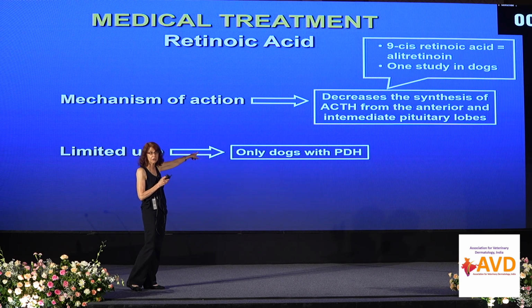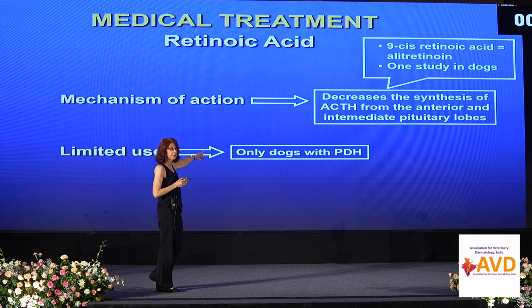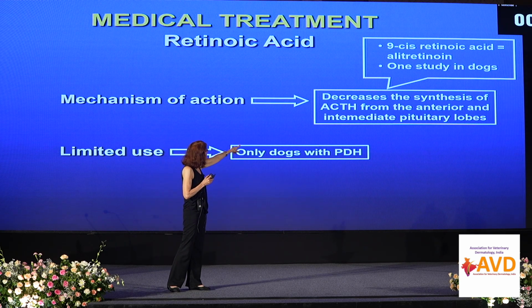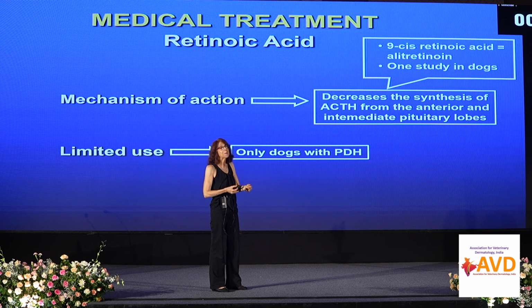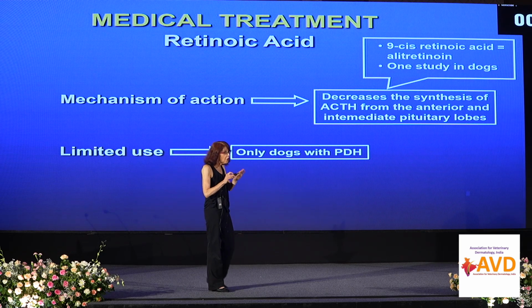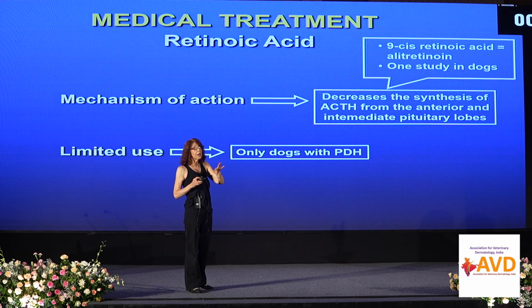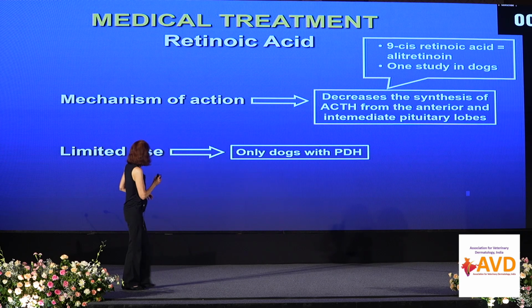What's interesting about the retinoic acid for Cushing's is that it decreases the synthesis of ACTH, not only from the anterior portion of the pituitary, but in the pars intermedia also. But it doesn't do anything if the animal has an adrenal tumor. It's only for pituitary dependent. And according to the authors of that paper who have done studies in people, there is also a reduction in size of the tumor. So I thought it was interesting in that way. But there is a limitation there.